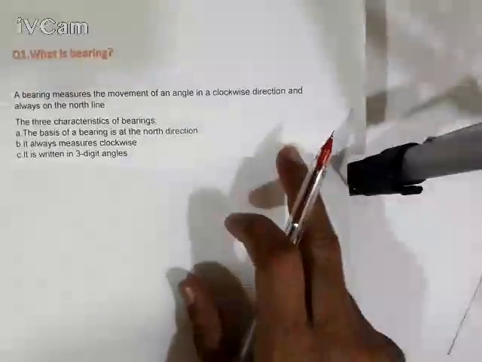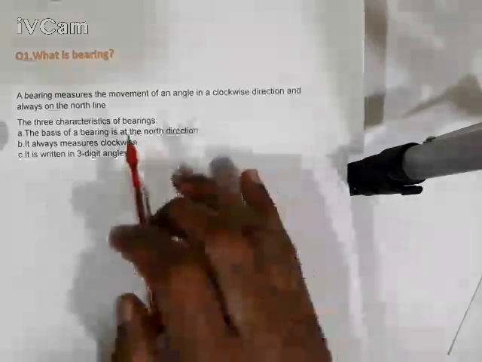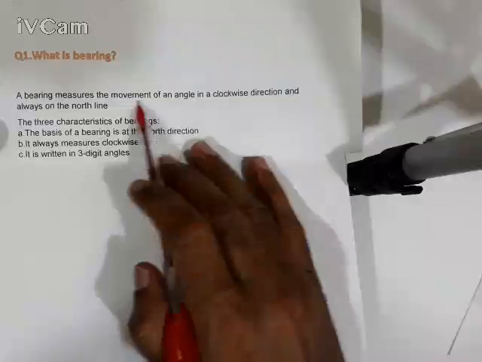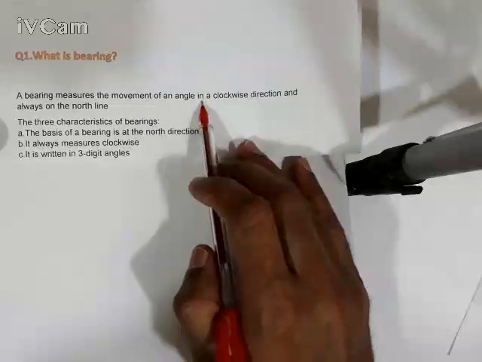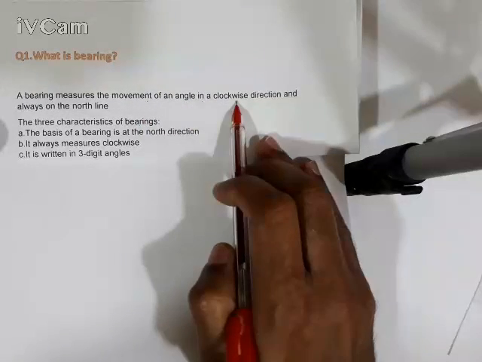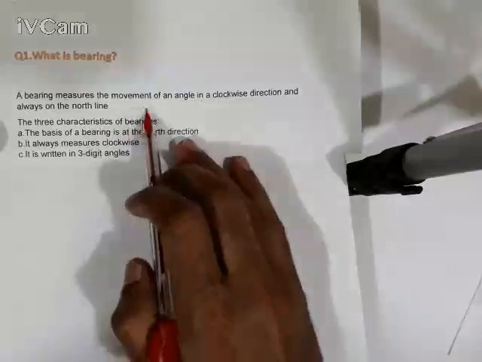Today we will discuss the concept of bearing. What is bearing? A bearing measures the movement of an angle in clockwise direction and always on north line.